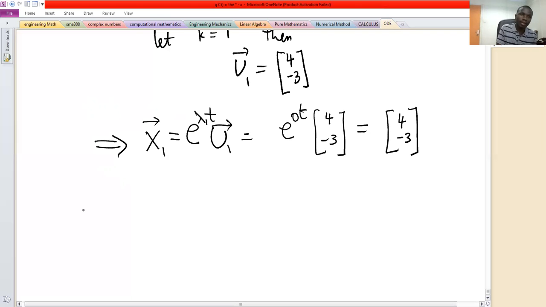Now let's go to lambda 2. Lambda 2 was given by 2. So let U2 be the eigenvector.